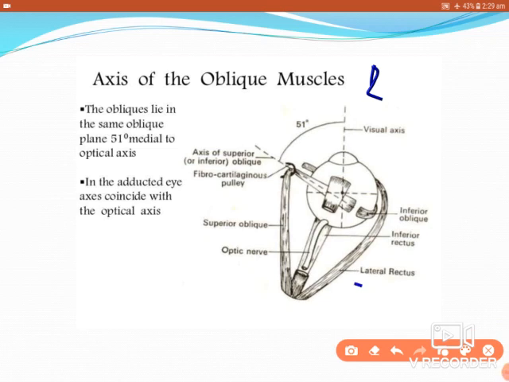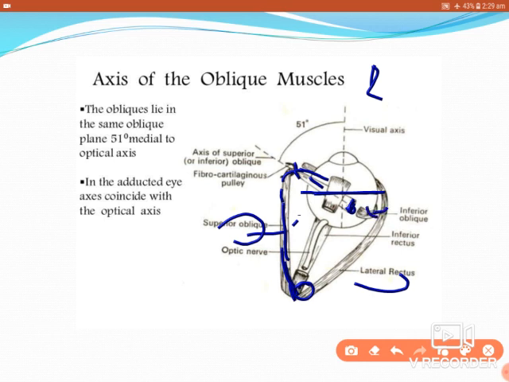Here you can see this lateral rectus. This here will get the medial rectus that is cut. You can see the superior oblique here. The superior oblique is coming from this part above the common tendinous ring, going forwards and medially to this fibrocartilaginous pulley. Then it goes downwards, then laterally, and attaches to the posterior-superior quadrant of the sclera behind the equator.